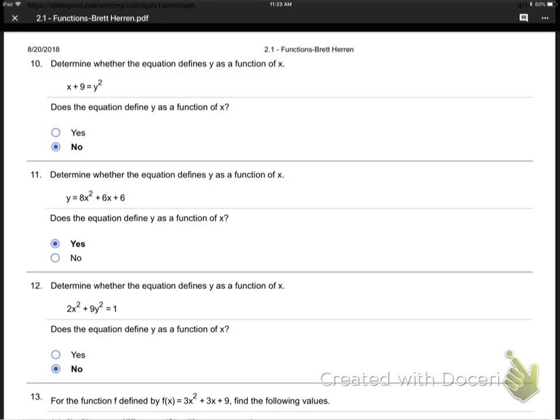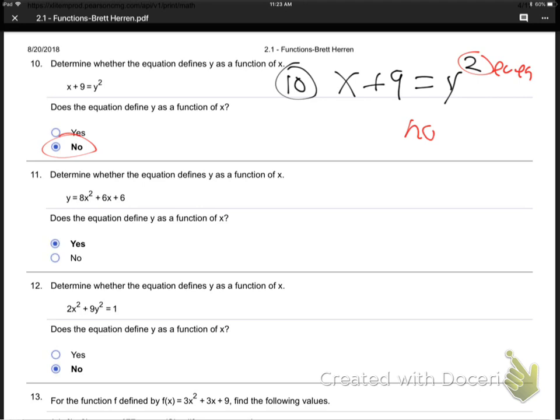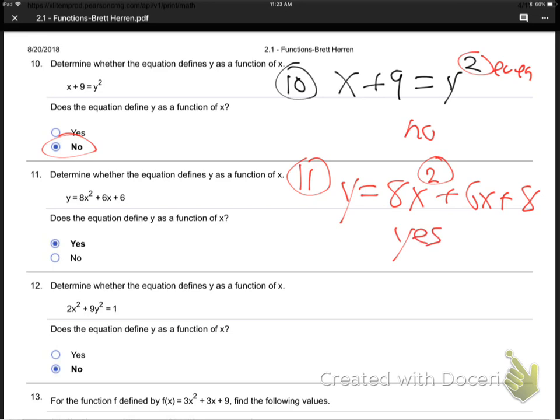Number 10 here. Oh no, miscopying it. X plus 9 is y squared on number 10. Is that one a function? No, because of the even power on y, that's why it says no. Number 11, yes. Y equals 8x squared plus 6x plus 8. Is that a function? Maybe. What about that even power on x? It doesn't matter. It's all right. So yes, it doesn't have an even power on y. That one's a function.